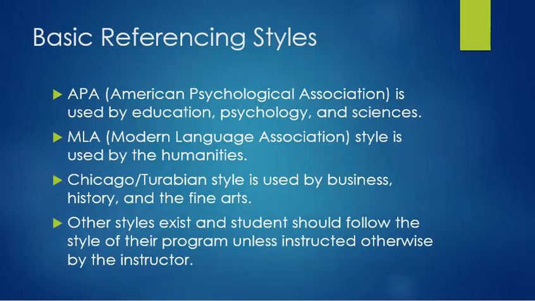The basic referencing styles are APA, which is typically used for education, psychology, and sciences; MLA, which is used for humanities; and Chicago, which is for business, history, and the fine arts. Other styles do exist, but a student should typically follow the style that fits their program, unless the instructor otherwise instructs.